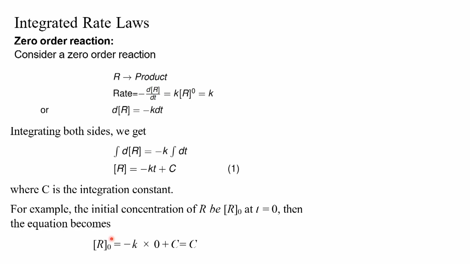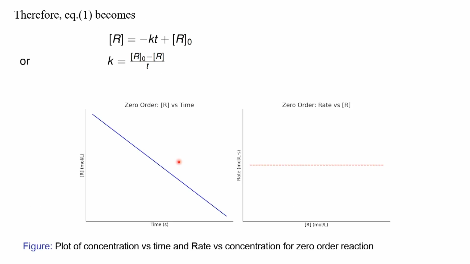If we substitute the value of c as R naught in equation 1, we can write the concentration of R is minus kt plus R naught. If we rearrange this, we can calculate the rate constant k as concentration of R naught minus concentration of R, divided by t. Now, if we plot concentration of R versus time.